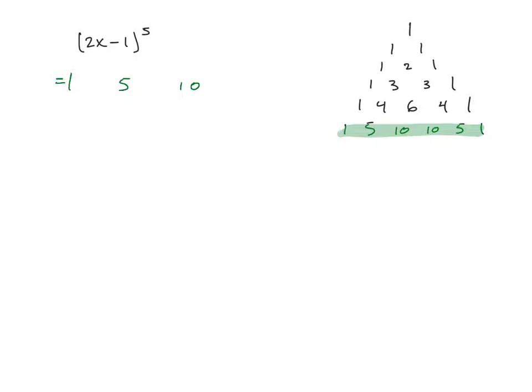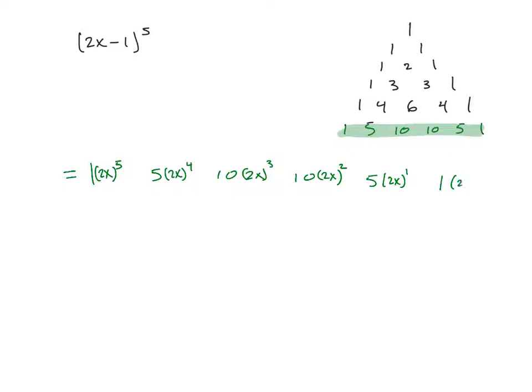Let me go back and do it a little bit lower. So here, 1, 5, 10, 10, 5, 1. Now I'm going to go with the terms. My first term is 2x, so I have 2x. And remember that we are raising this to the same power. Then it's going to be 2x to the fourth, 2x to the third, 2x to the second, 2x to the first, and 2x. And now my second term in this case is negative 1.